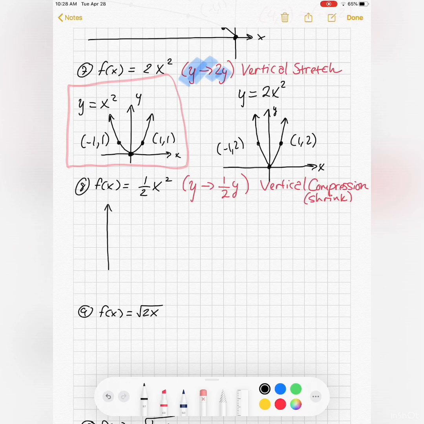Okay, so I take the base graph above there. This one, right? And I just take each point. Now I follow this rule, multiply the y by a half. So that point at 1, 1 would be at 1, 1/2.